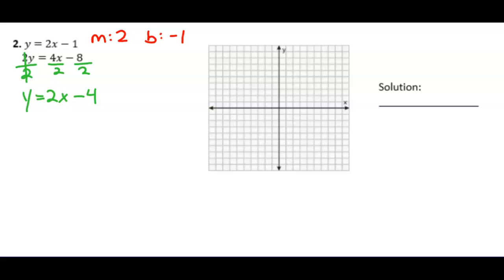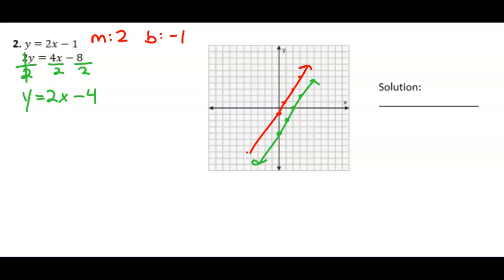I've got -1. Nope, I'm going to do the green line first because my pen is green. 1, 2, 3, 4. And I'm going to go up 2 over 1, up 2 over 1, up 2 over 1. And I'm going to draw a line. Now I'm going to change back to red, and I'm going to go up to -1. And here I'm going to go up 2 over 1, up 2 over 1, up 2 over 1.